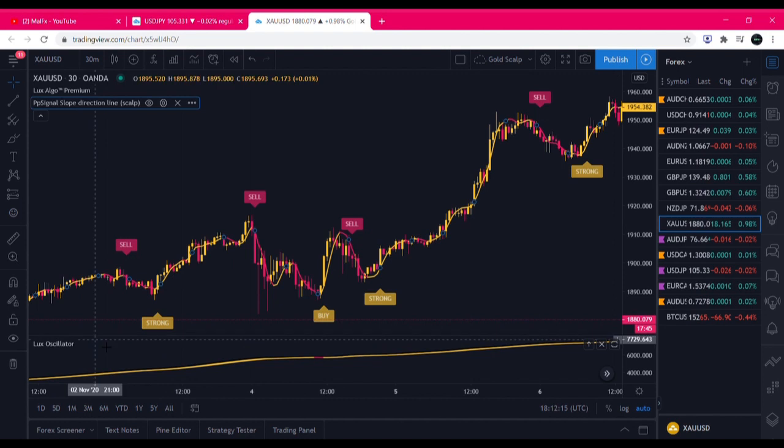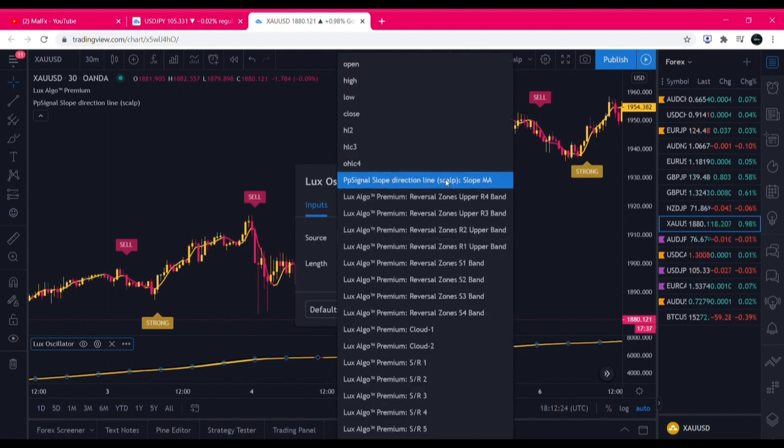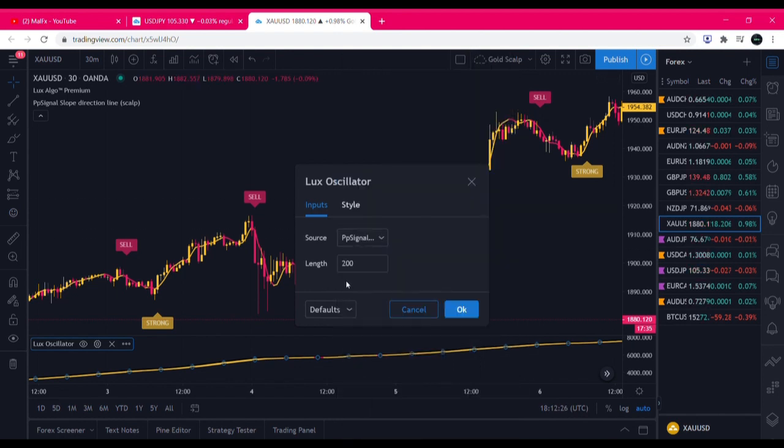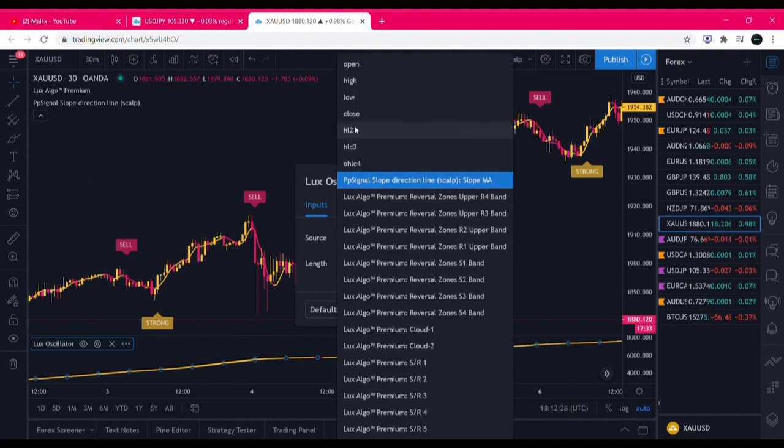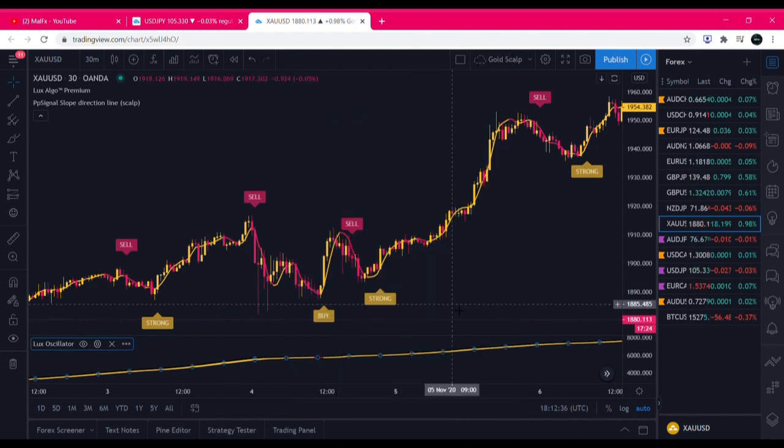It's not good. The Lux oscillator, that is at 200 this time. It's taking the place of the regular 200 EMA. And the source is the PP signal slope directional line. So it does make a difference. It does make a difference. So I recommend that you put it. Yeah, that's pretty much it.